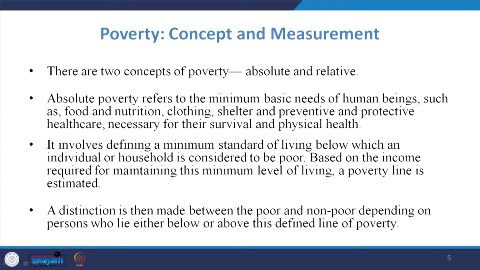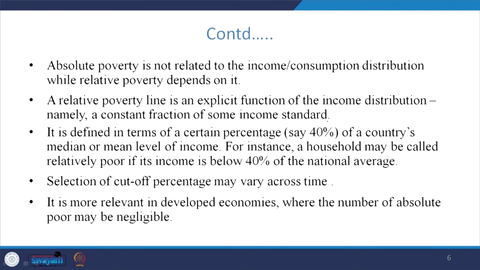A distinction is then made between the poor and non-poor depending upon the persons who lie below or above the defined poverty line. So, poverty line is estimated on the basis of consumption expenditure, and then a person who is consuming below the minimum calories will be treated as poor, and a person who is consuming above the minimum calorie will be treated as above poor.